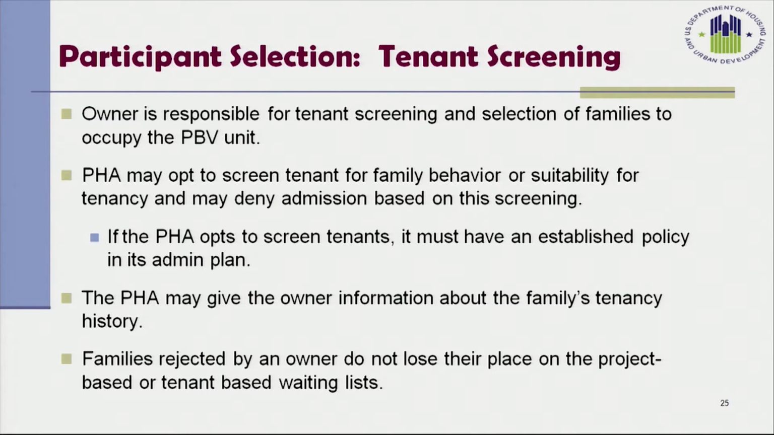Tenant screening. The owner is responsible for tenant screening and selection of families to occupy the PBV unit. The PHA may opt to screen tenants for family behavior or suitability for the tenancy and may deny admission based on this screening. But if the PHA opts to screen tenants, it must have an established policy in its administrative plan. The PHA may give the owner information about the family's tenancy history, and families rejected by an owner do not lose their place on the project-based or tenant-based waiting list.